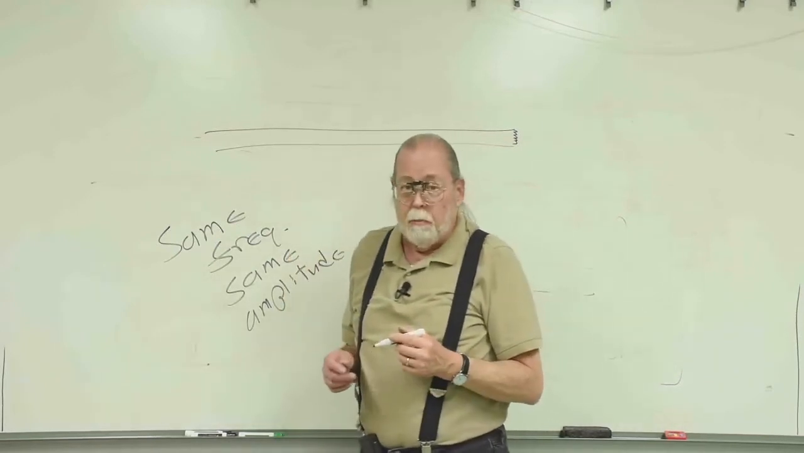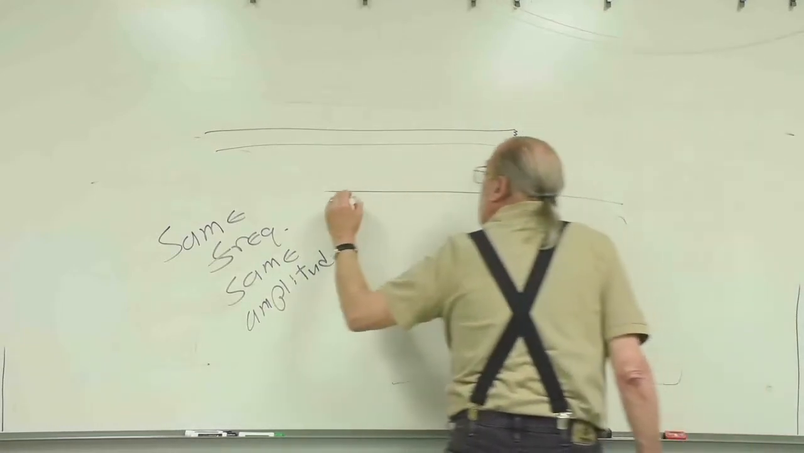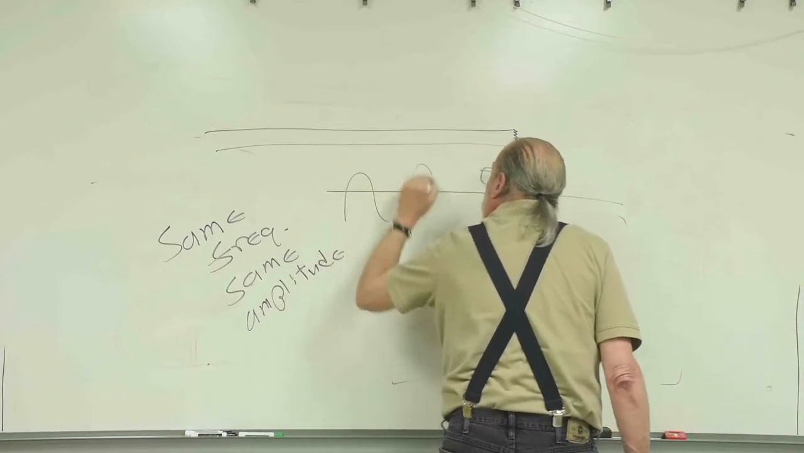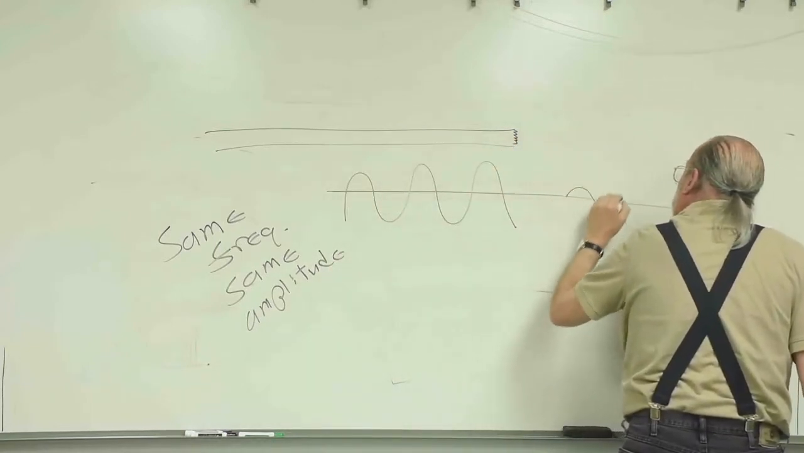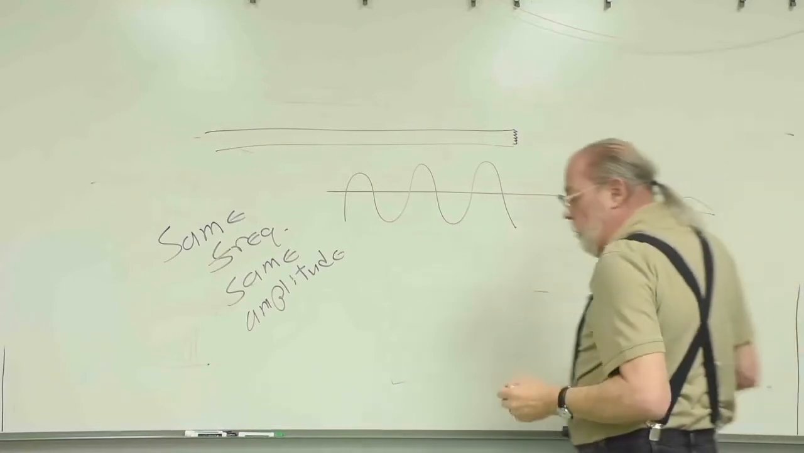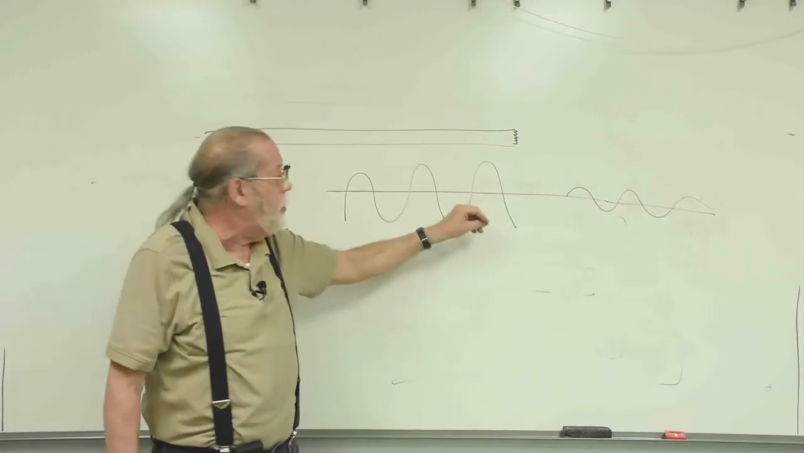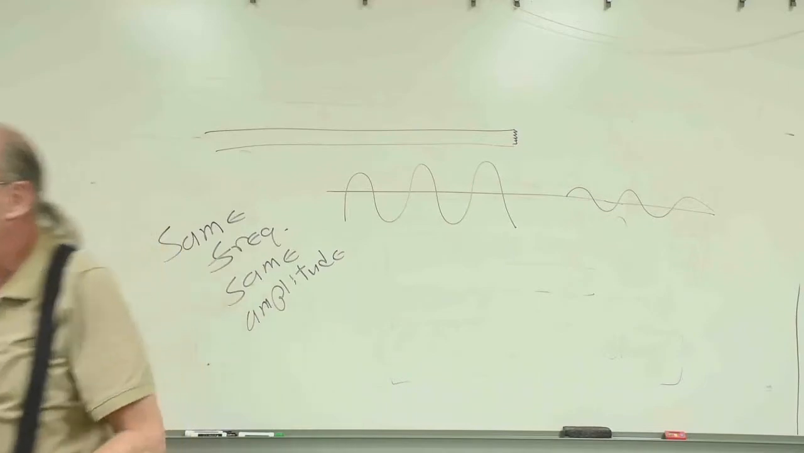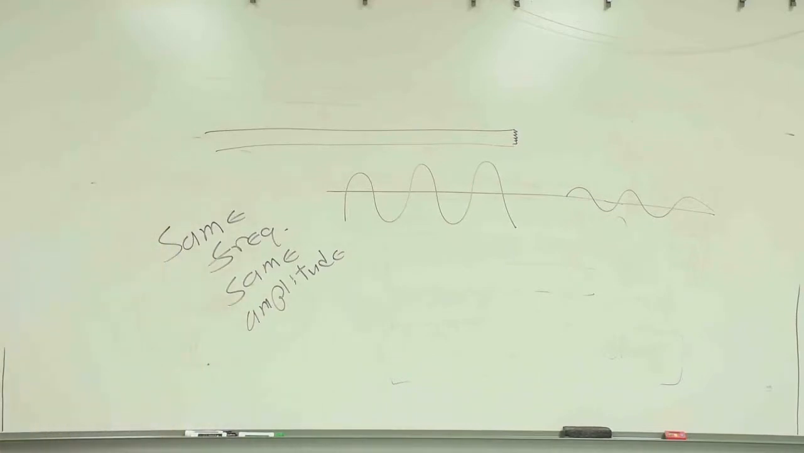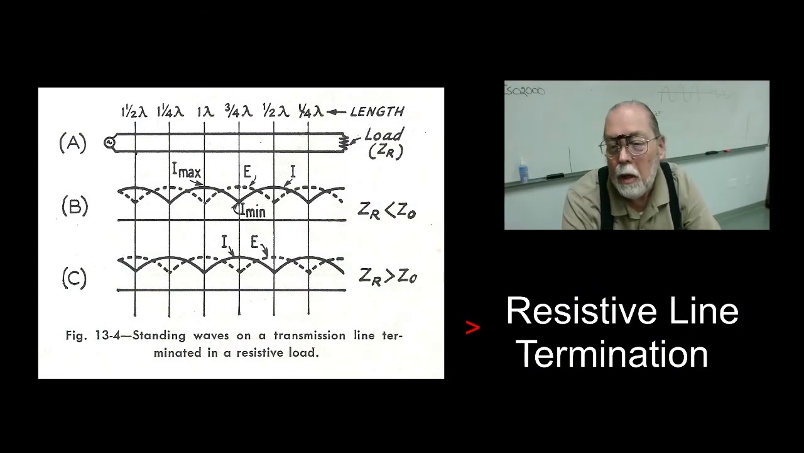What happens if the two waves, if one of those is like this and the other one is like this, but they're the same wavelength and the same frequency? Well, then they can't completely cancel out. So what happens is if some of the wave is reflected.